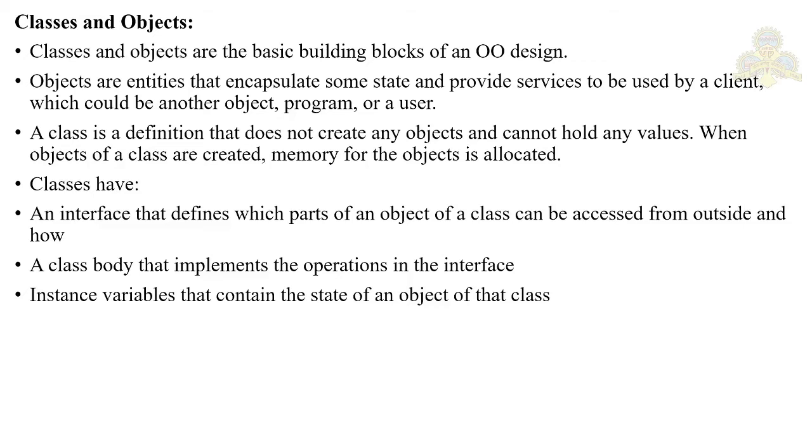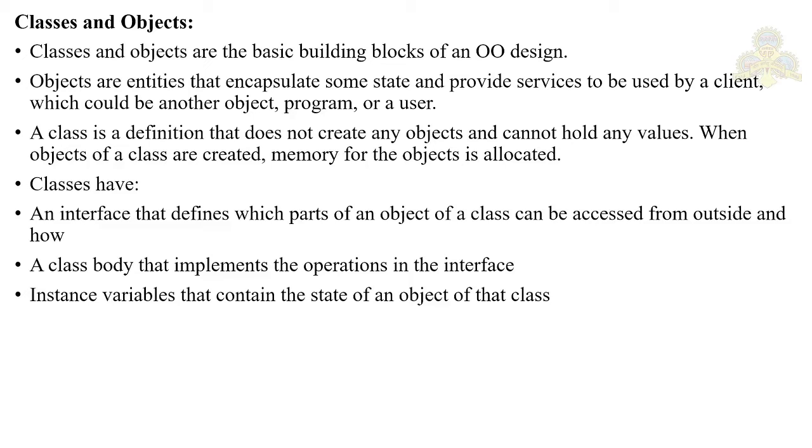First, what is a class and its objects? Classes and objects are the building blocks of object oriented design. A class is an abstract and user defined data type. It contains several variables and functions. Objects are entities that encapsulate some state and provide services to be used by the client, which could be another object, program or a user. Your class is just the definition. It does not create any object and it won't hold any values.